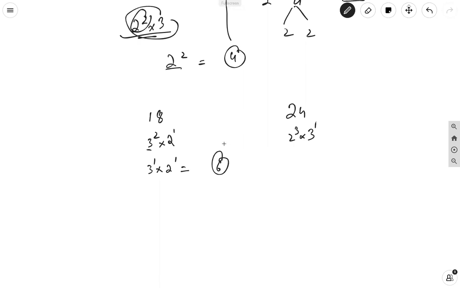I have a question. Yes. So we have to take the lowest power of the common numbers, is that so? Yes, exactly.